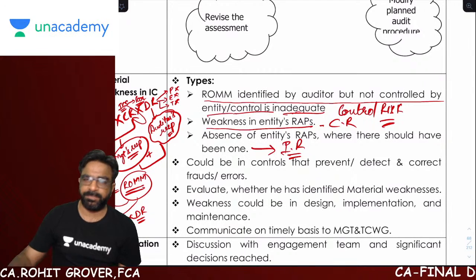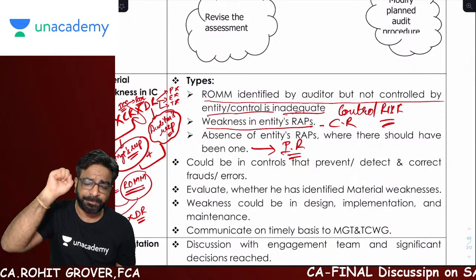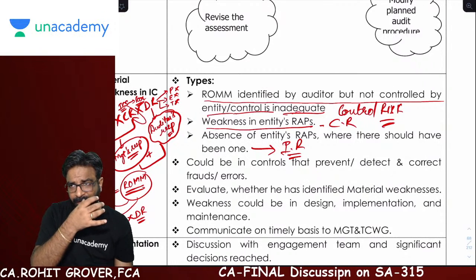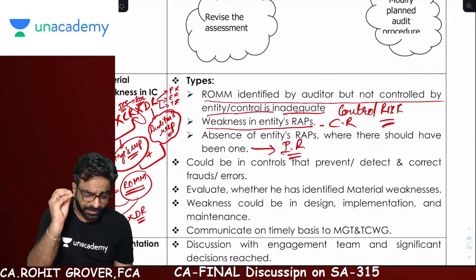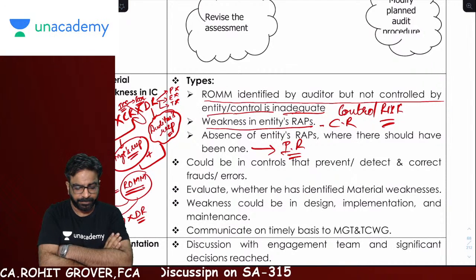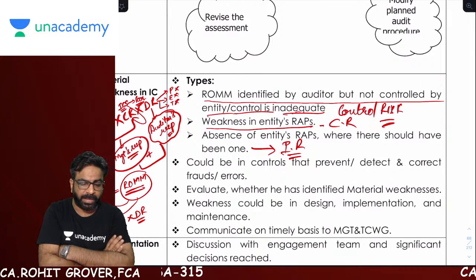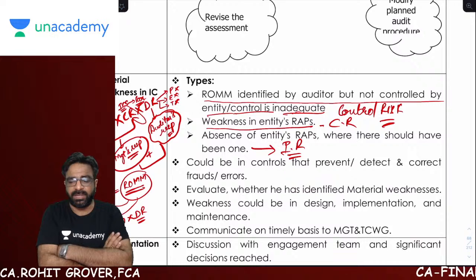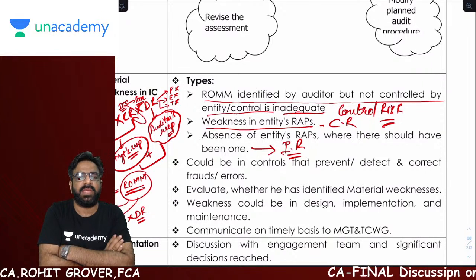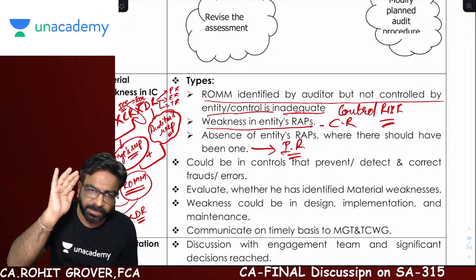Okay, let me ask you a very simple thing, guys. Suppose there is a management which has the world's best, effective and efficient internal control systems. Now tell me, what will happen? When the best internal control systems are there, are inherent risk and control risk higher or lower? Inherent risk and control risk will be lower.